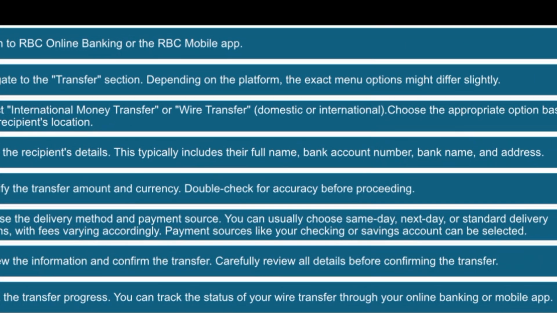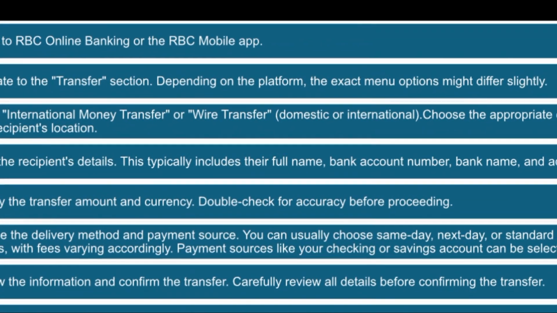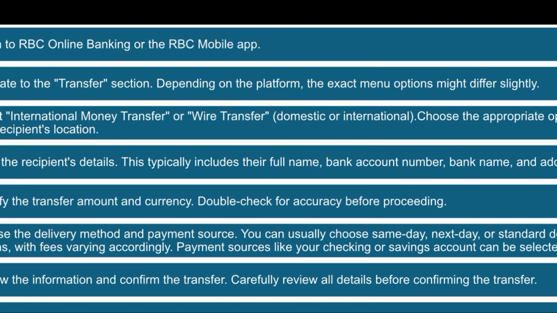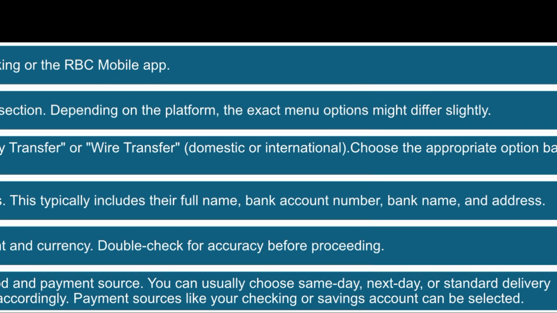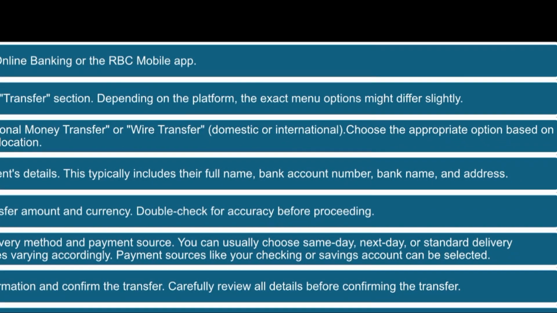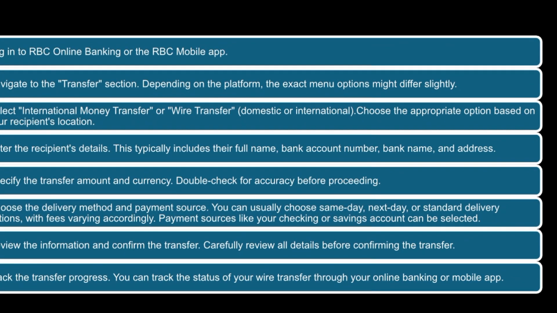First, log into RBC Online Banking or the RBC Mobile App. Navigate to the transfer section. Depending on the platform, the exact menu option might differ slightly. Then, select the International Money Transfer or Wire Transfer. Choose the appropriate option based on your recipient's location.